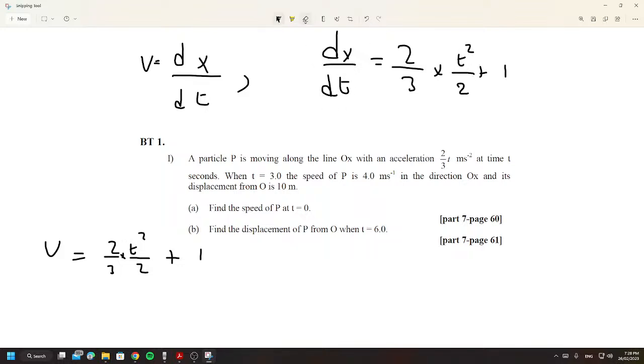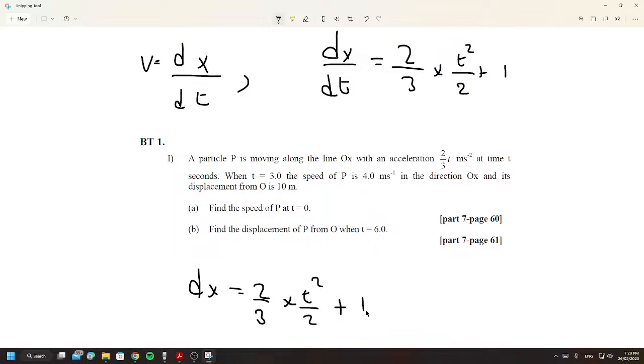So our formula is going to look something like this. I'll just give myself some space. So dx equals 2 over 3 times t squared over 2 plus 1 dt.